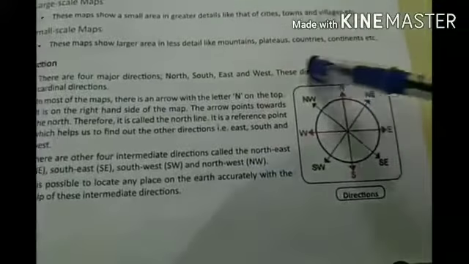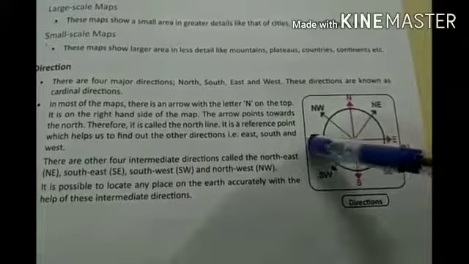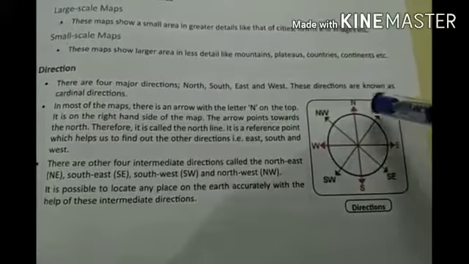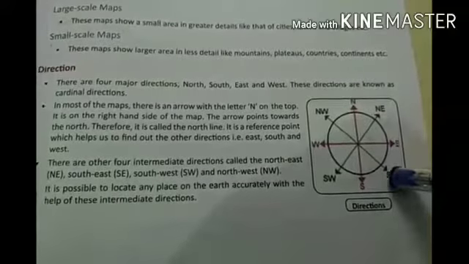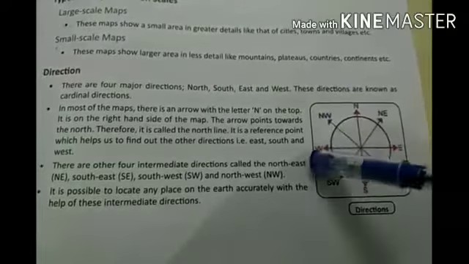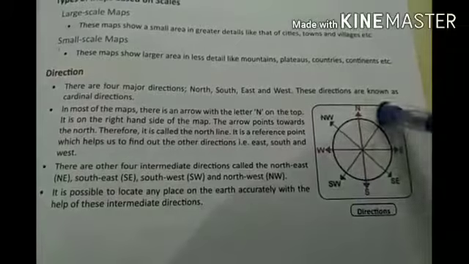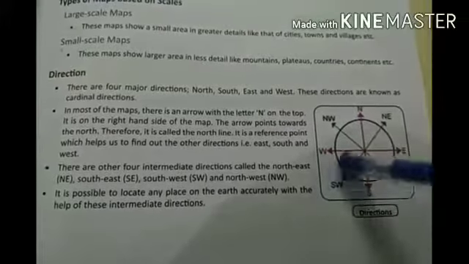Now you can see the picture of directions: north, south, west, east. Then again we are going to divide it. It will become N and E, northeast, SE, southeast, SW, southwest. Between north and west it is northwest. So these, in the green color, are intermediate directions, and in the pink color they are cardinal directions.